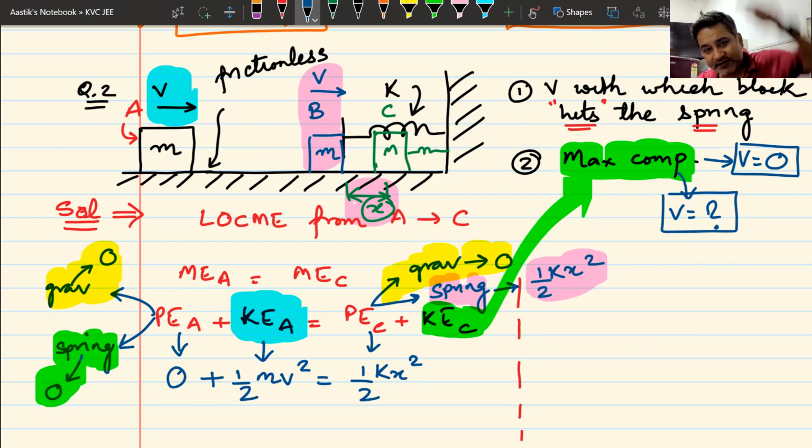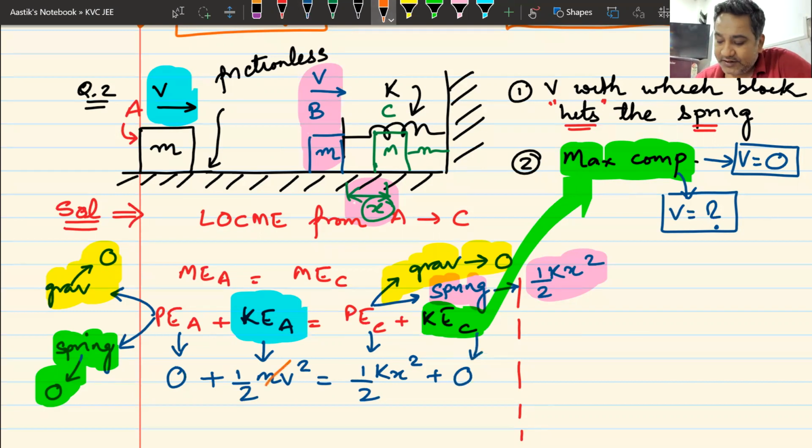The spring will keep on compressing, the velocity will keep on falling, until it reaches a state where the velocity becomes zero and the compression in the spring becomes maximum. This is what you need to understand always. So the kinetic energy becomes zero.